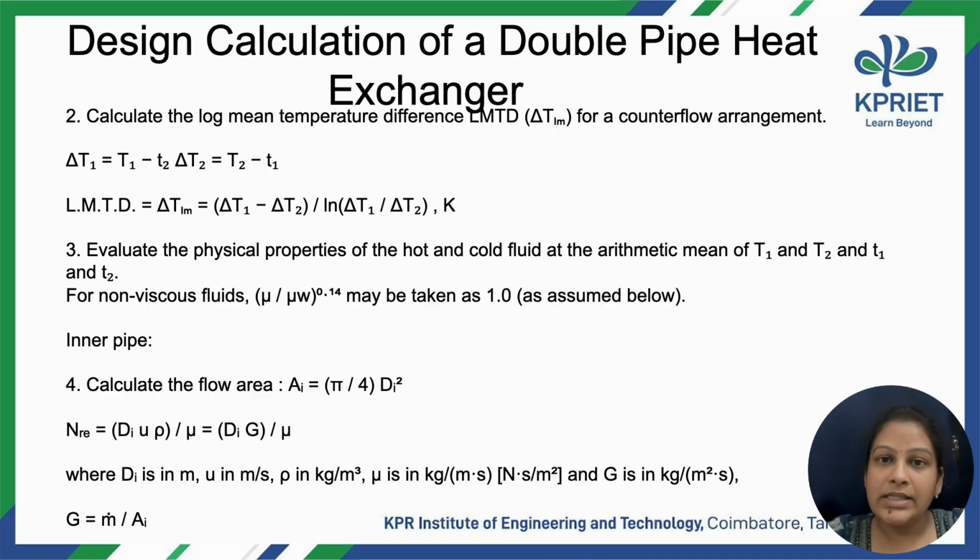So from this, the next step is to find out the Reynolds number followed by the Prandtl number. Why? Because we know that Q is equal to U into A into delta T LMTD. So when you want to calculate this overall heat transfer coefficient U, it is important to find out the individual heat transfer coefficients of the inner tube and also the annular space. So first we are calculating the inner tube. So we have to calculate this Hi, that is, the heat transfer coefficient for the inner tube.